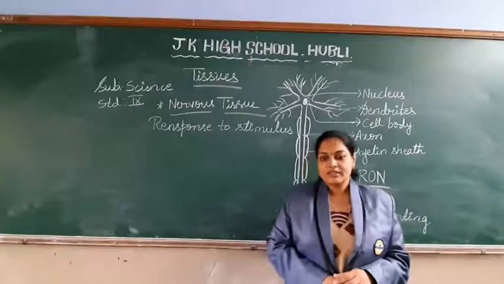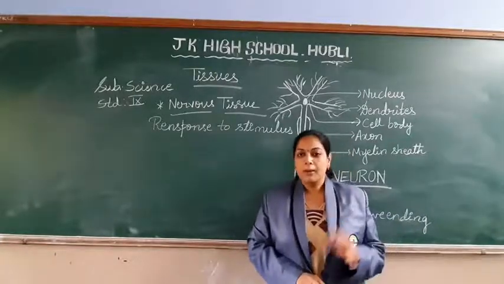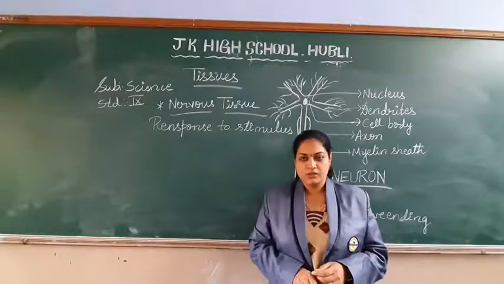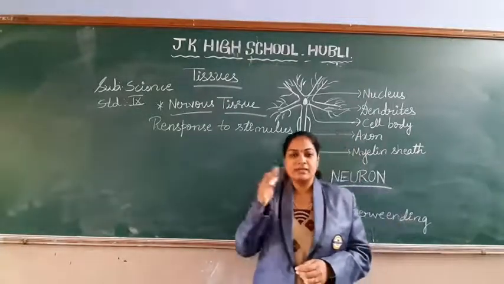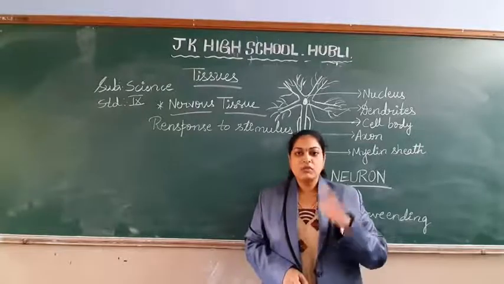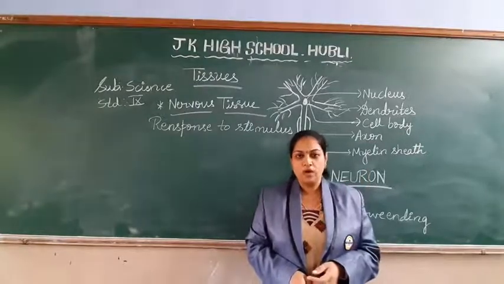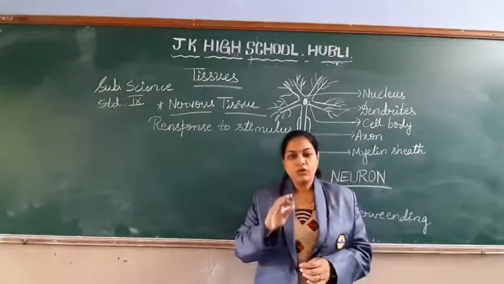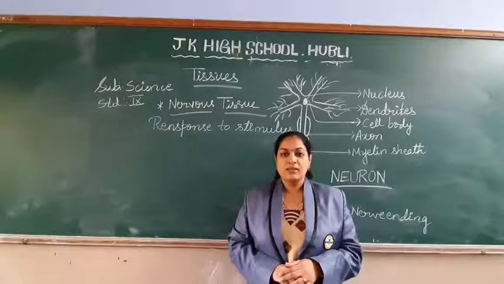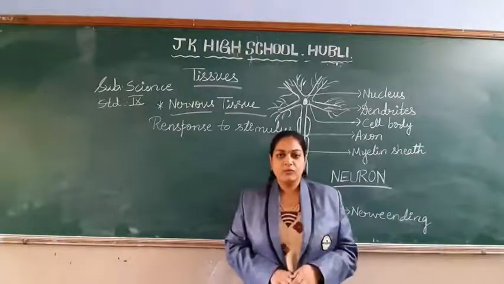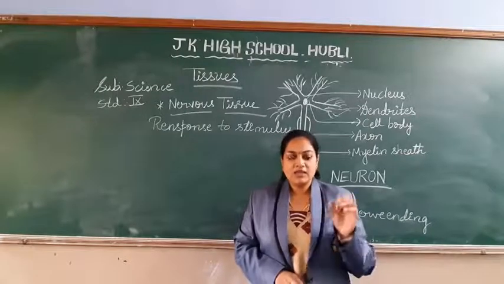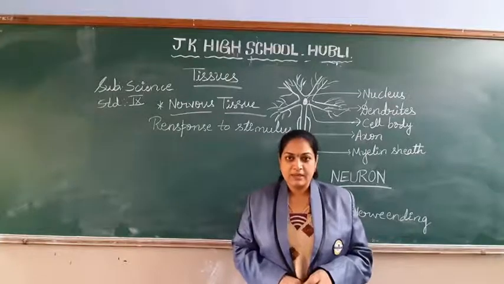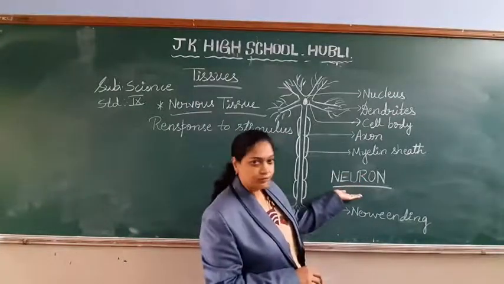Our nervous tissue has the brain, spinal cord and different types of nerves. There are so many nerves which arise from the brain and a few nerves which arise from our spinal cord. Like that we have our nervous system. In this nervous system, there is one important part which we call the structural and functional unit of our nervous tissue. That is the neuron.